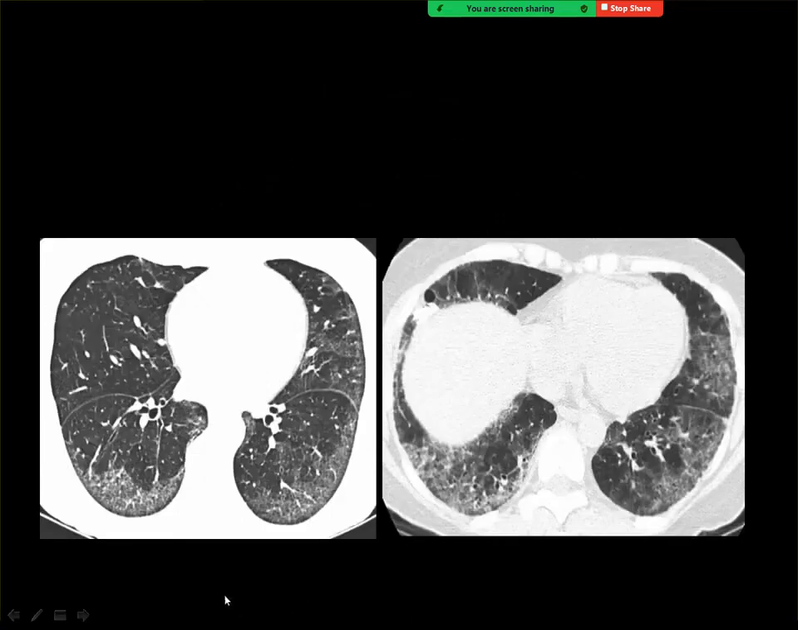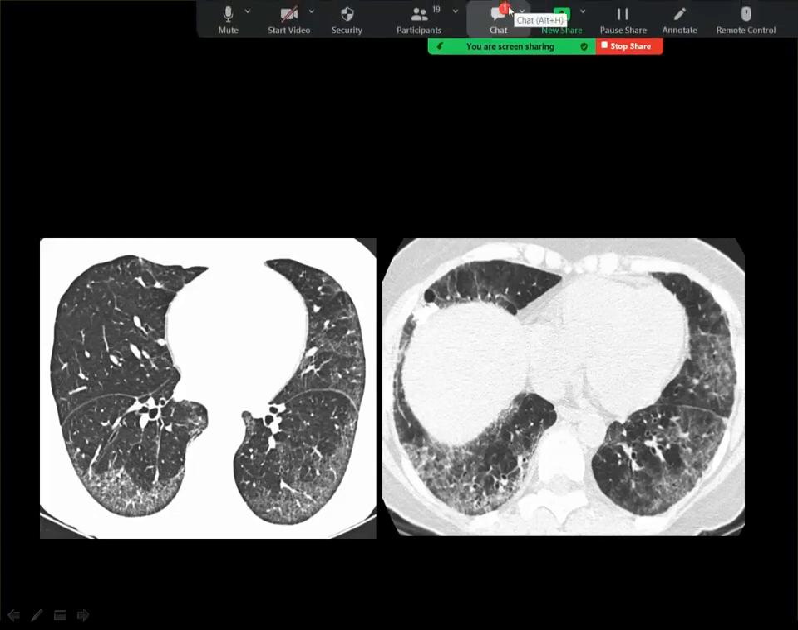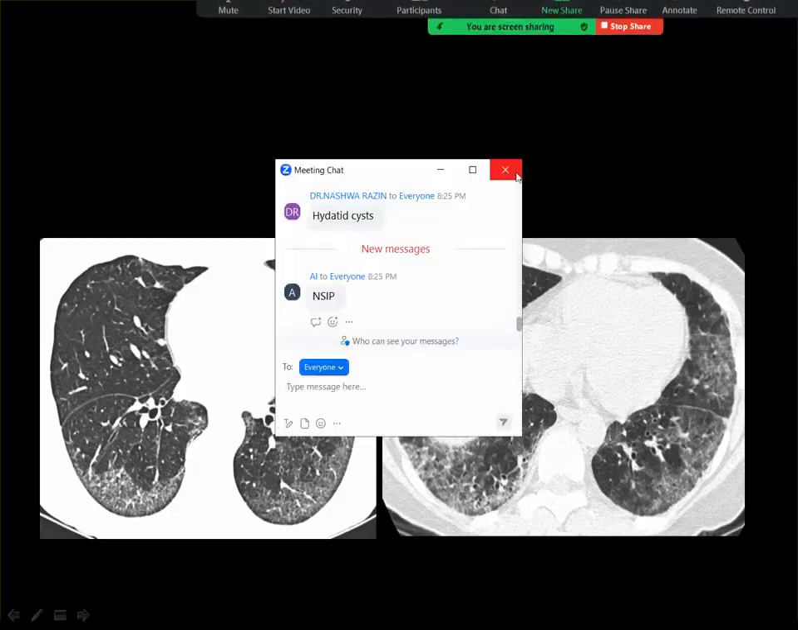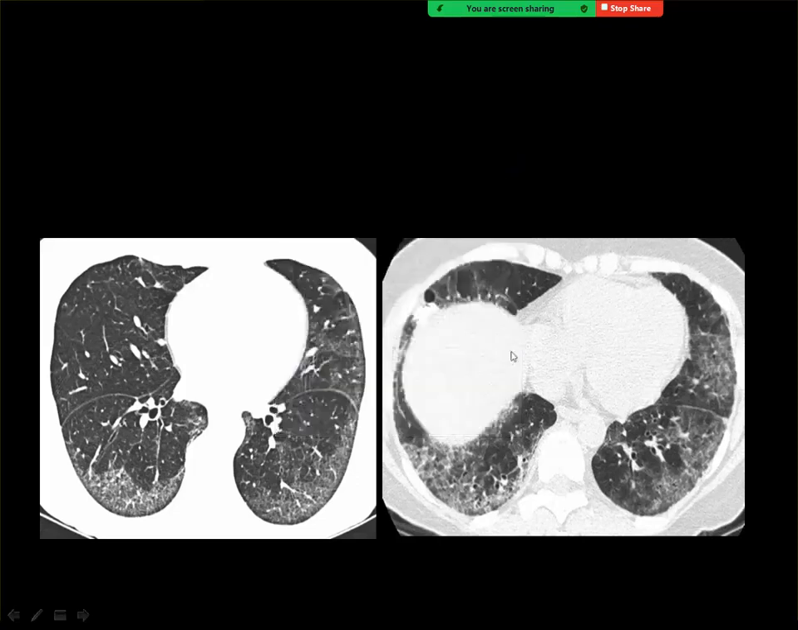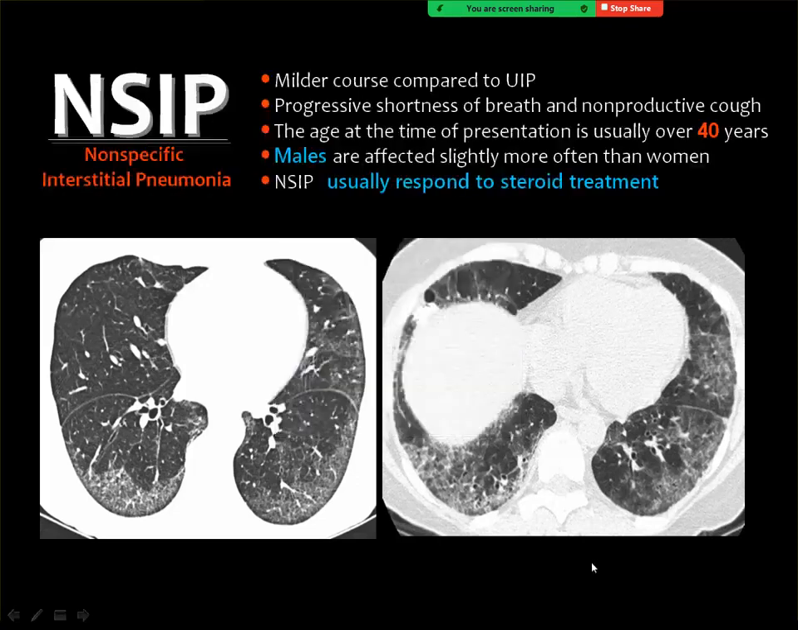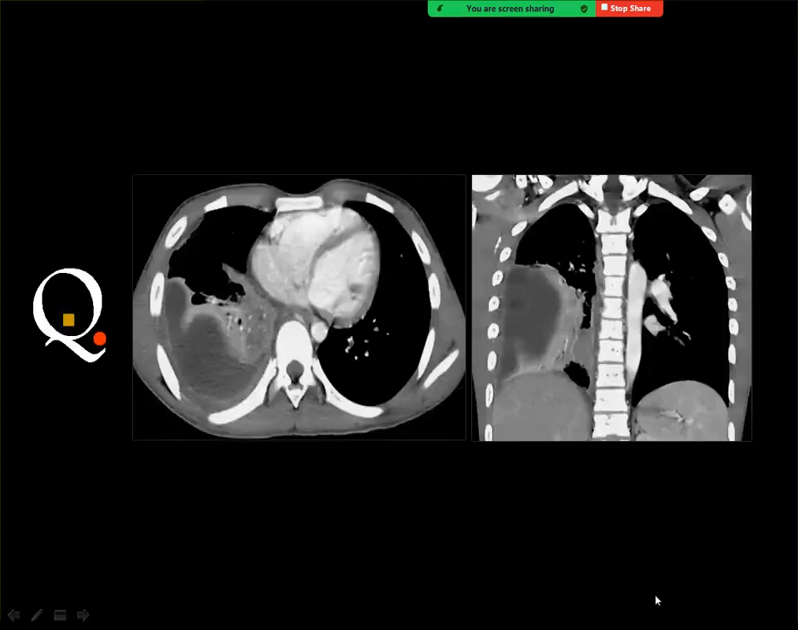Next case is a chest CT, and it shows also diffuse lung disease. And here you got ground glass opacities, you got some traction bronchiectasis, and there is no evident honeycombing. The answer is right. Non-specific interstitial pneumonia. Very good. And these are the diseases that can affect adults. Some of the diffuse lung diseases that can affect adults can also be seen in the pediatric age.